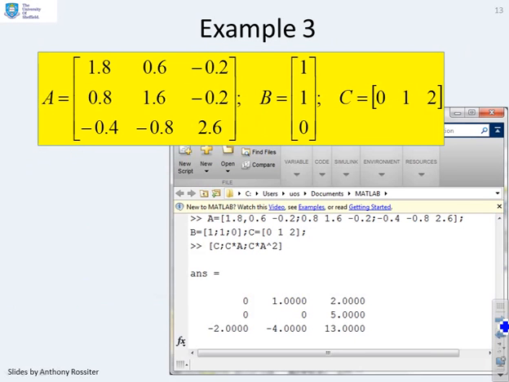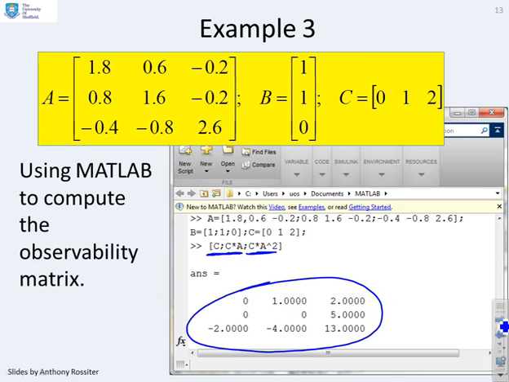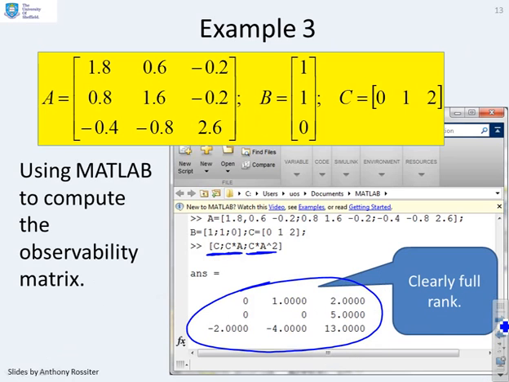A third example, and here I've basically used MATLAB because it's much quicker and easier, and you'll see I've defined the observability matrix here, C, CA, CA squared, and here's my matrix. And it may not be obvious to you, but if you look at it for a minute you'll see why it's obvious that this is clearly full rank. By doing suitable row column operations you can turn this into a triangular matrix.